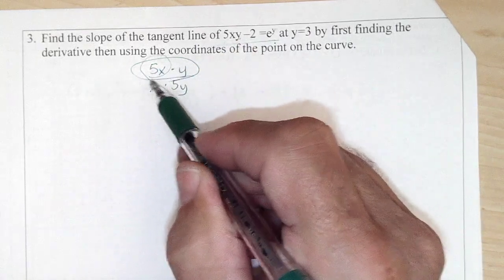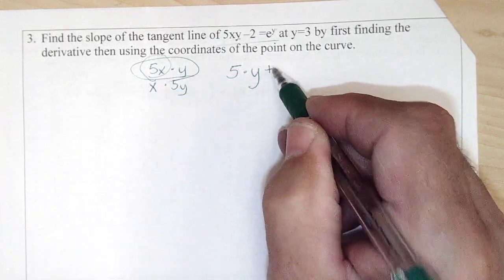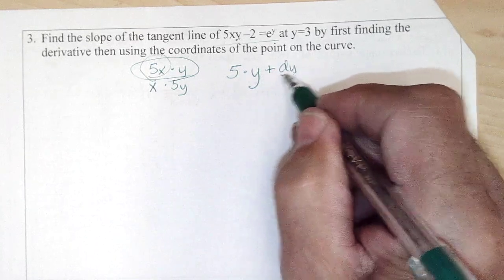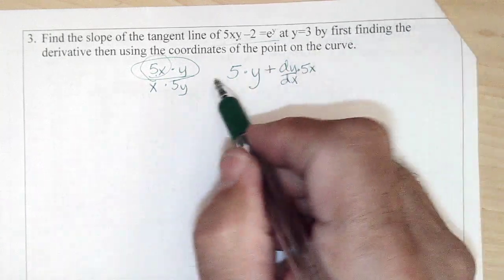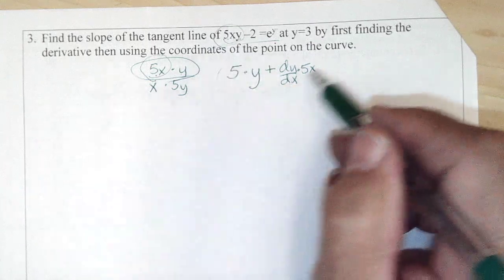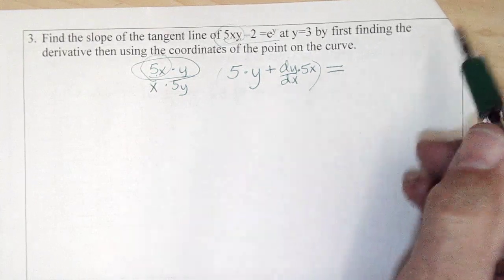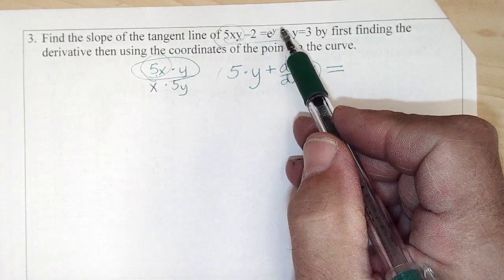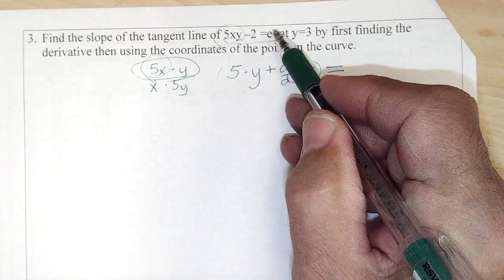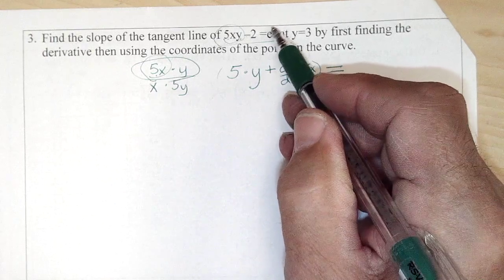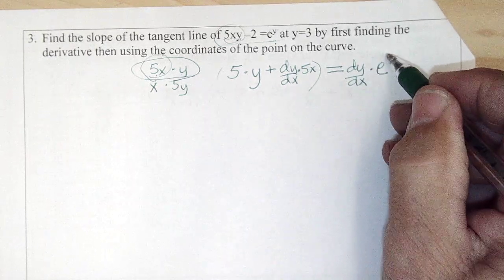So the derivative of 5x is 5 times the second one, plus the derivative of the second one is dy dx times the first one, and that's the derivative of this. The derivative of minus 2 is 0, so we have nothing, equals, and the derivative of e to the y. Now, if it was e to the x, the derivative would be e to the x. It's the same as itself. But this is chain rule because the variable is not x, it's y. So the derivative is dy dx times e to the y.